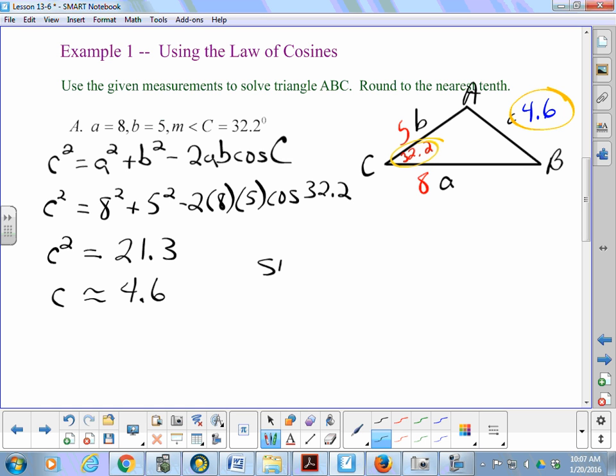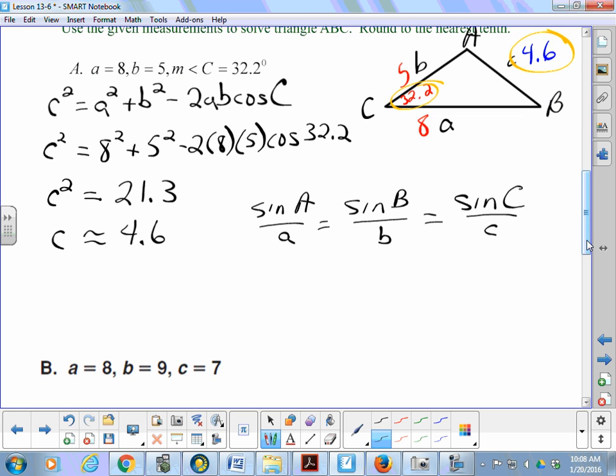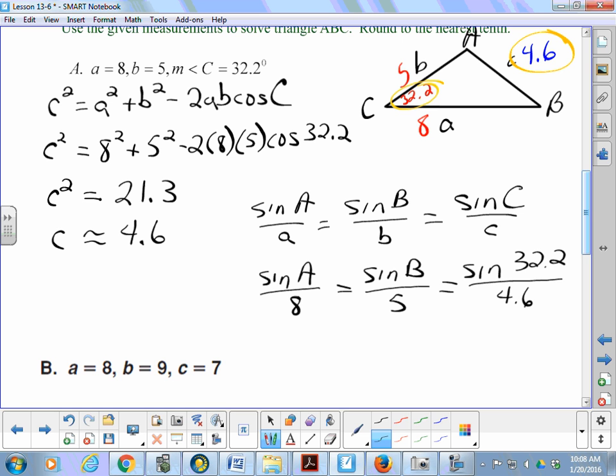So, write it all out. We've got sine of A over a, sine of B over b, and sine of C over c. Here's our law of sines. So we'll plug in what we know. We don't know angle A, but we know side a is 8. We don't know angle B, but side b is 5. And we know that angle C is 32.2, and side c is 4.6.